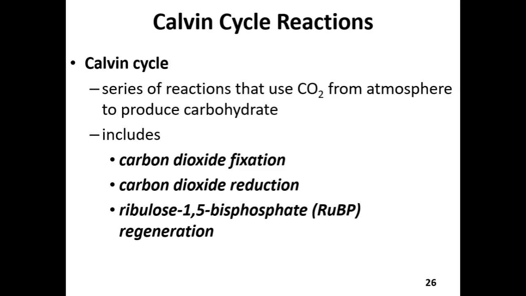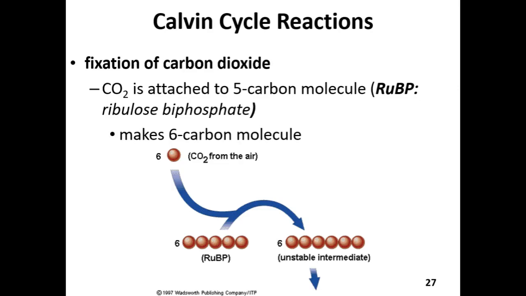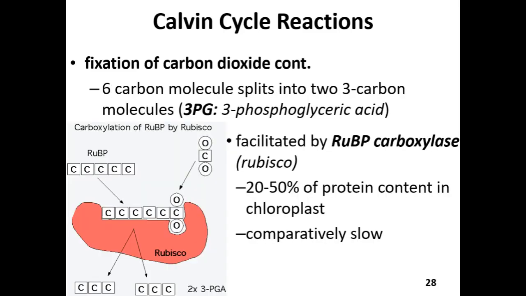So the first step is carbon fixation when it binds, and then it's going to split immediately into two 3-carbon molecules, and then we're going to reduce the carbon dioxide. And then in the end, we have to reproduce RuBP. So carbon dioxide attaches to that 5-carbon RuBP molecule. It produces a 6-carbon molecule, but the 6-carbon intermediate molecule is very unstable, and because of that it breaks down very quickly into 3-carbon molecules called phosphoglycerate.